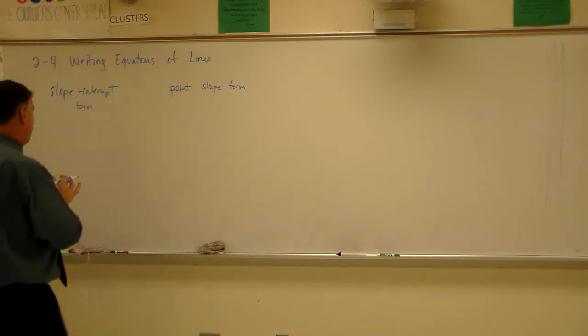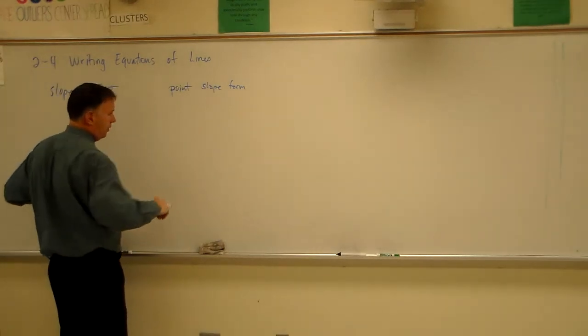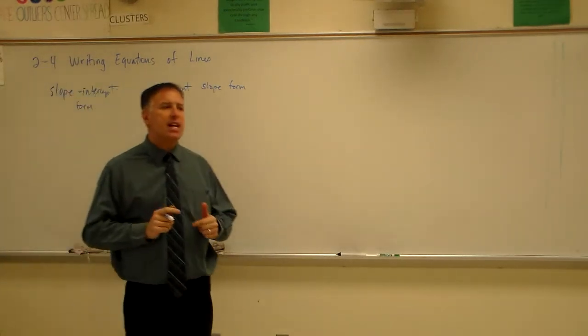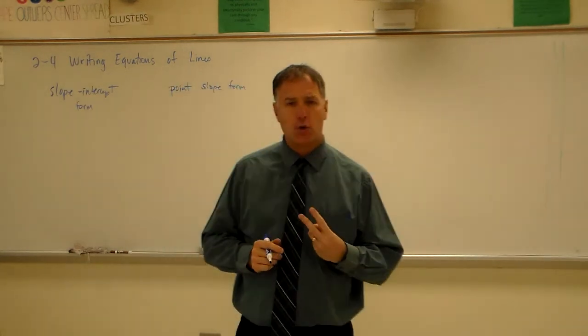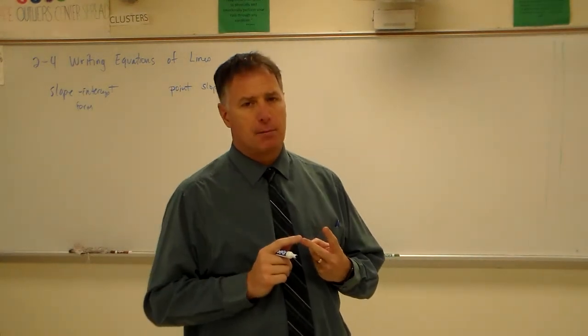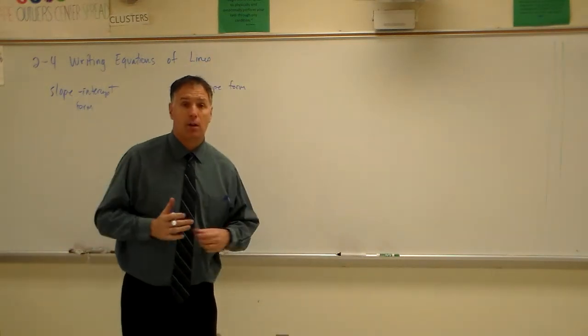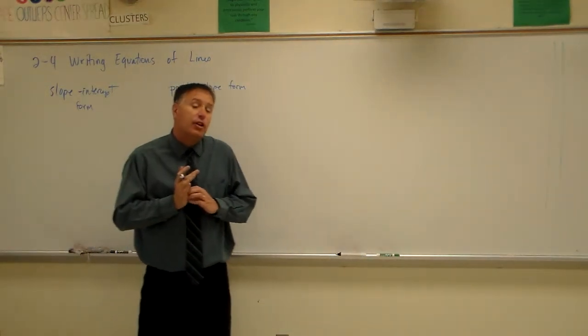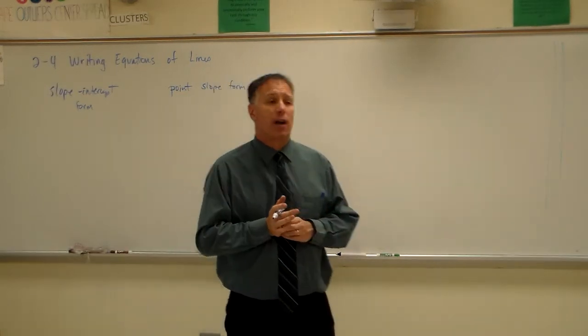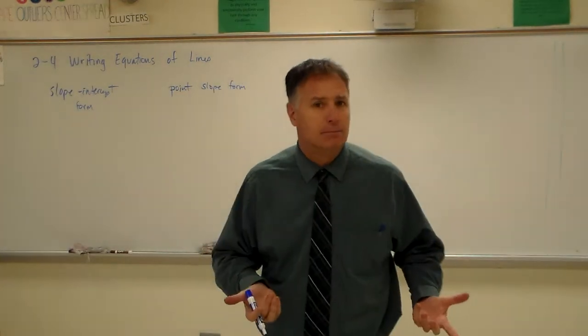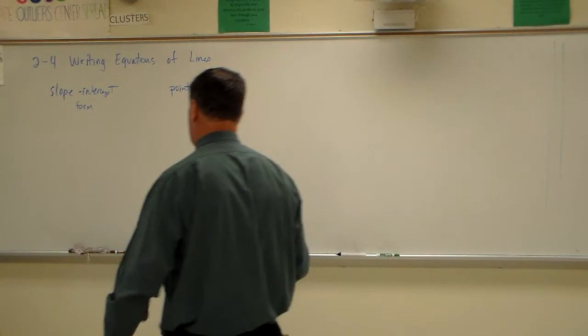Now, we're going to get to this in a second, okay? There are two things you need for an equation of a line. Number one, you need the slope. Number two, you need the y-intercept. If you have those two things, then you can write an equation of a line. If you don't have those two things, you have to find them, okay? Or you're stuck in pond water.